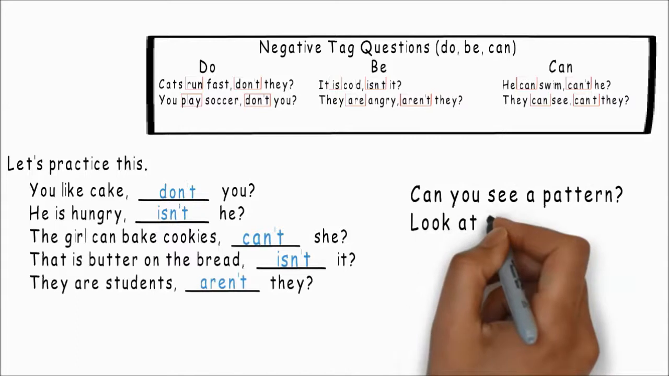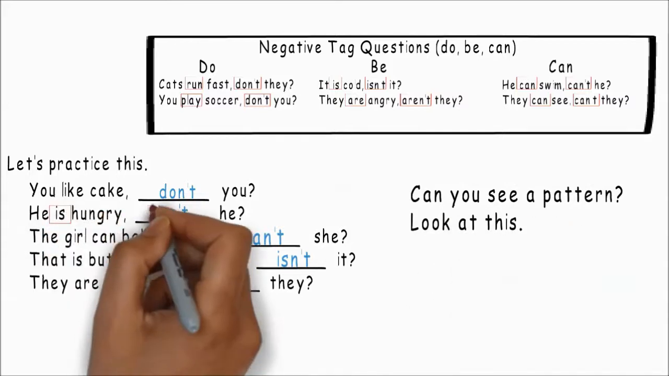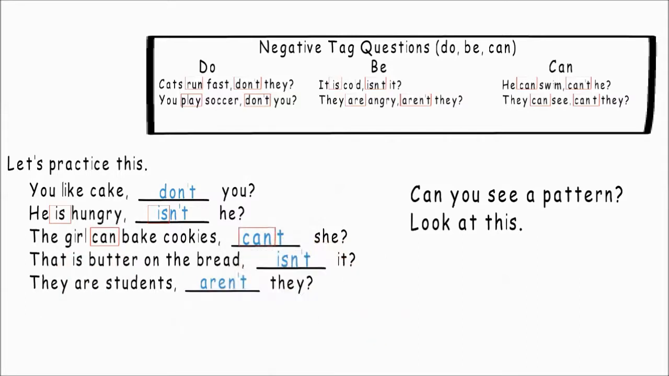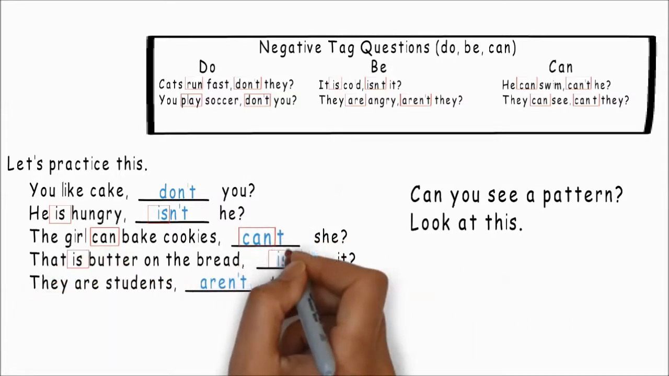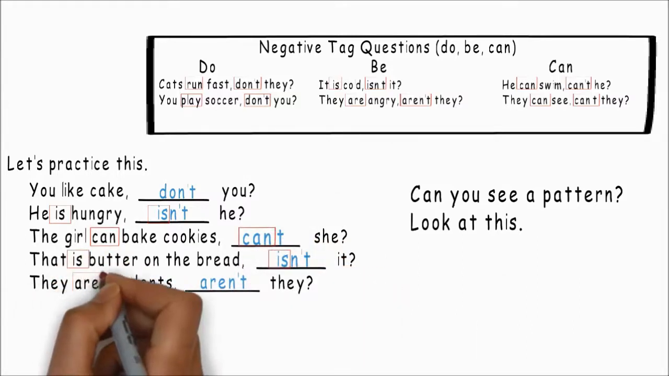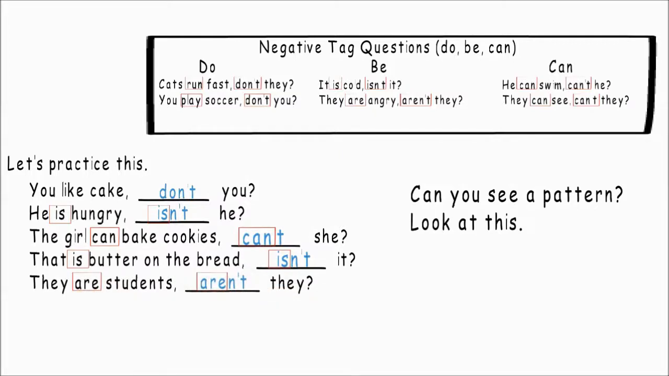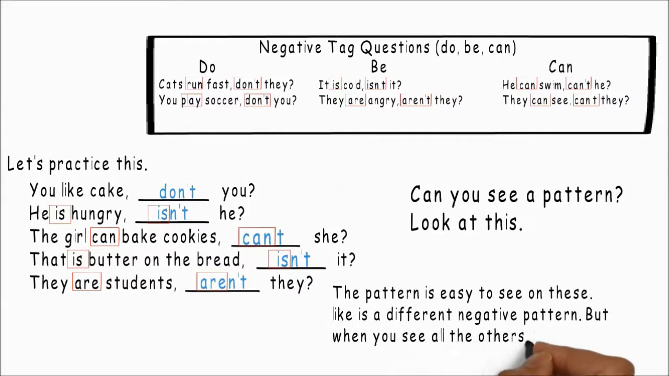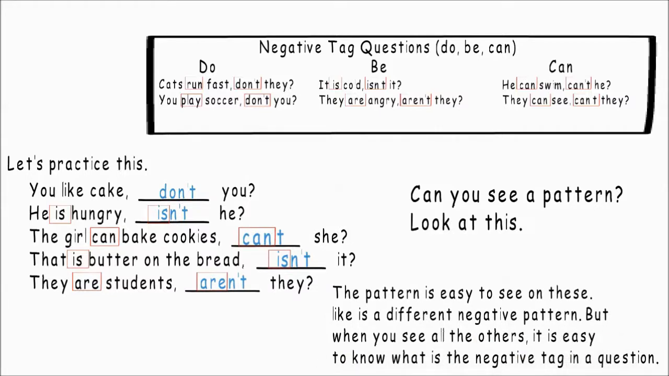Can you see a pattern? Look at this. Is, isn't. Can, can't. Is, isn't. See the pattern? Are, aren't. The pattern is easy to see on these. It is a different negative pattern, but when you see all the others, it is easy to know what is the negative tag in a question. Is, isn't, can, can't.